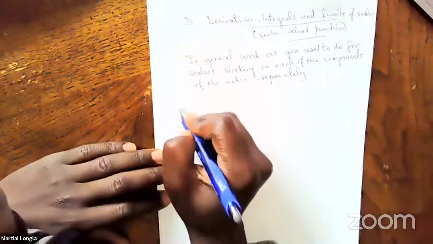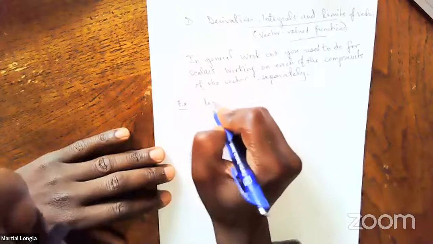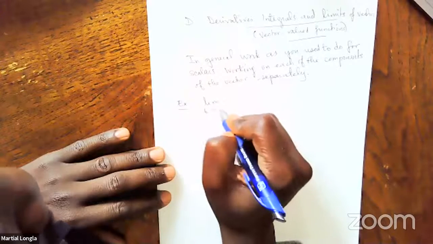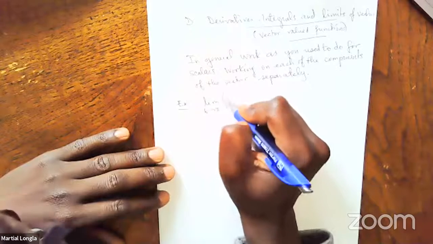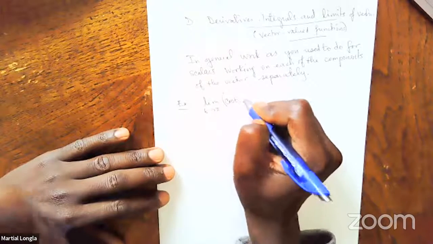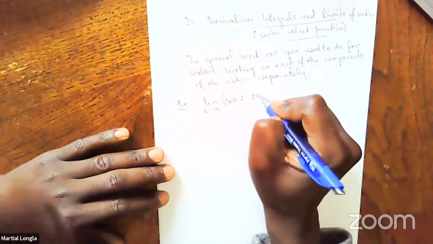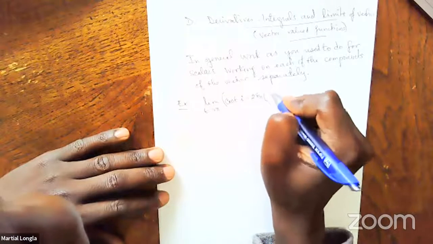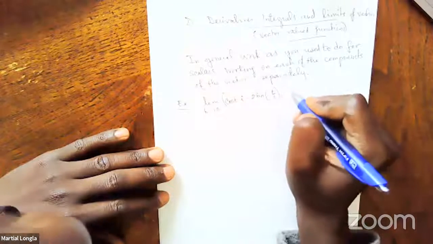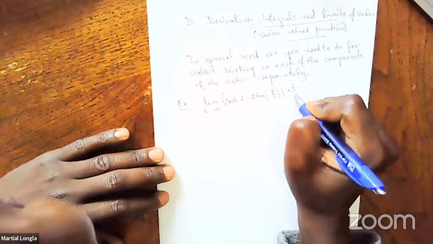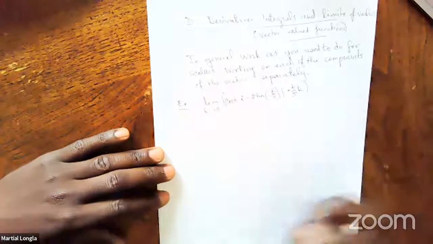So, example here. Limit when t goes to pi of cosine t i minus 2 sine of negative t over 2 j plus t over pi k. So this is a vector.